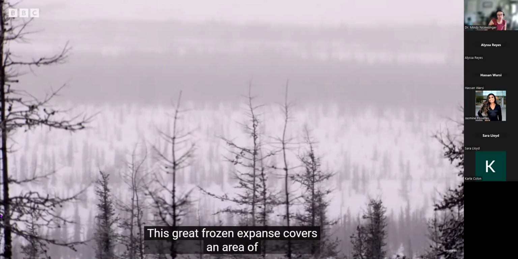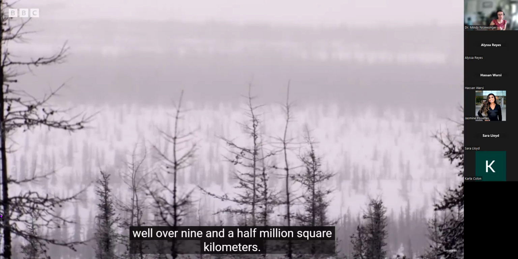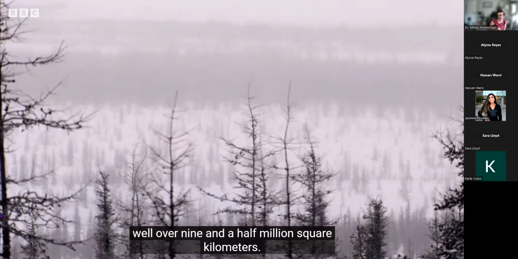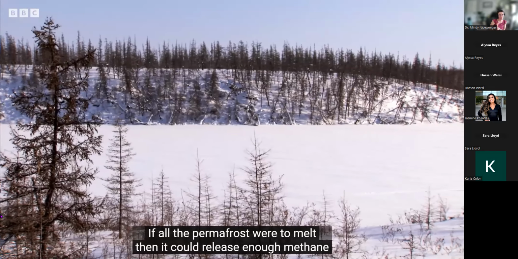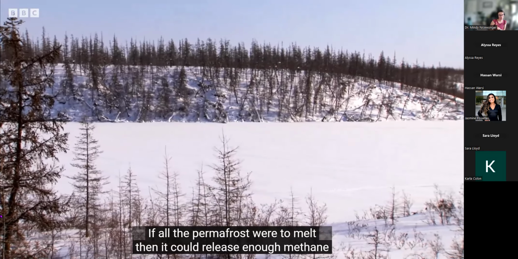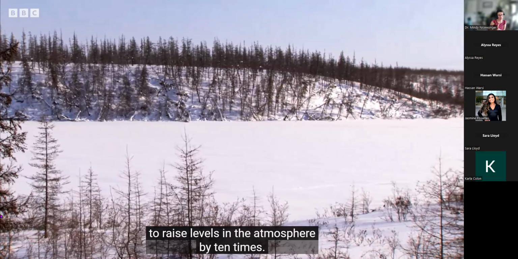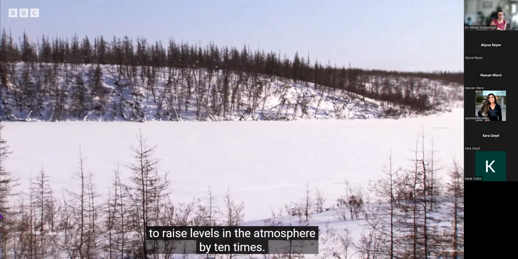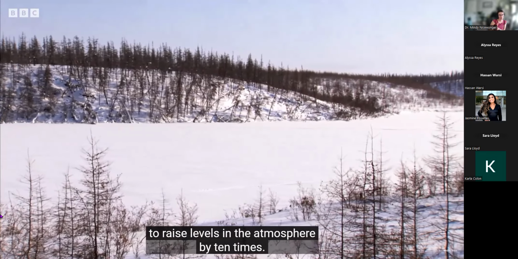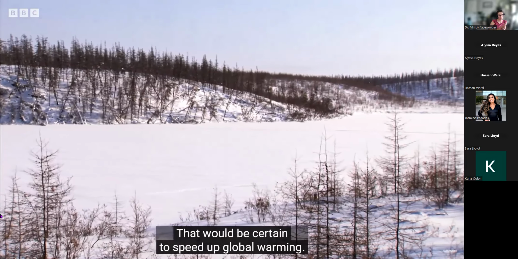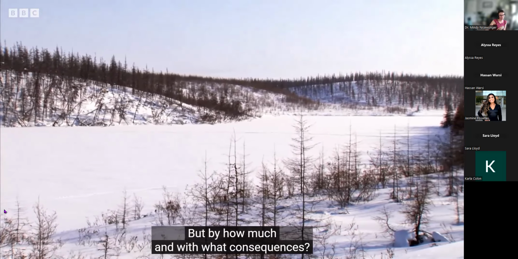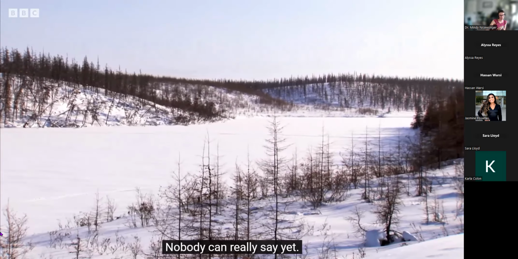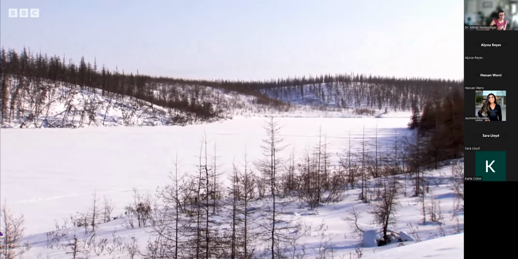This great frozen expanse covers an area of well over 9.5 million square kilometres. That's bigger than the United States. If all the permafrost were to melt, then it could release enough methane to raise levels in the atmosphere by 10 times. That would be certain to speed up global warming. But by how much and with what consequences, nobody can really say yet.